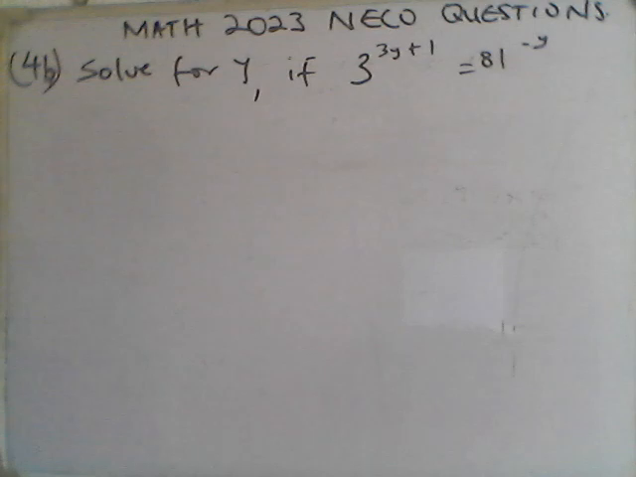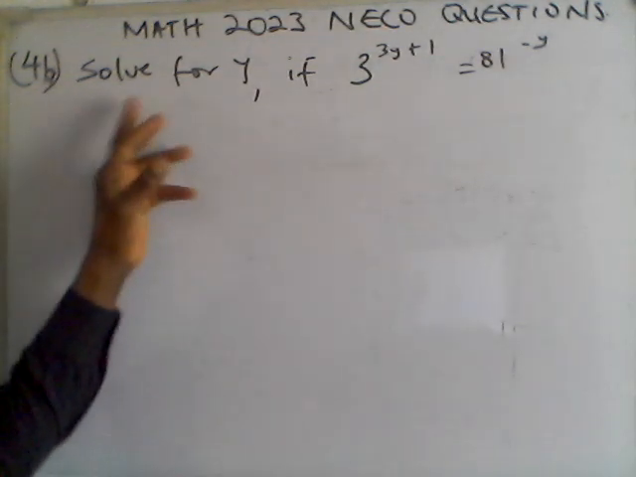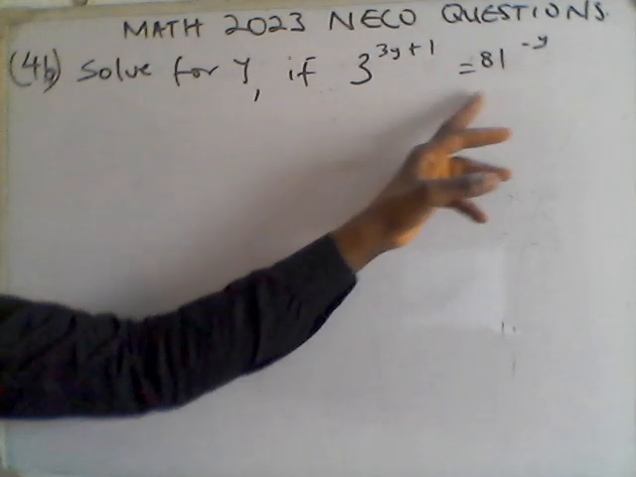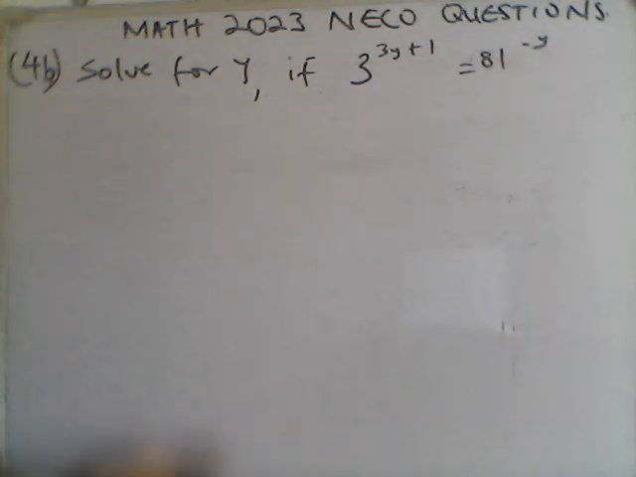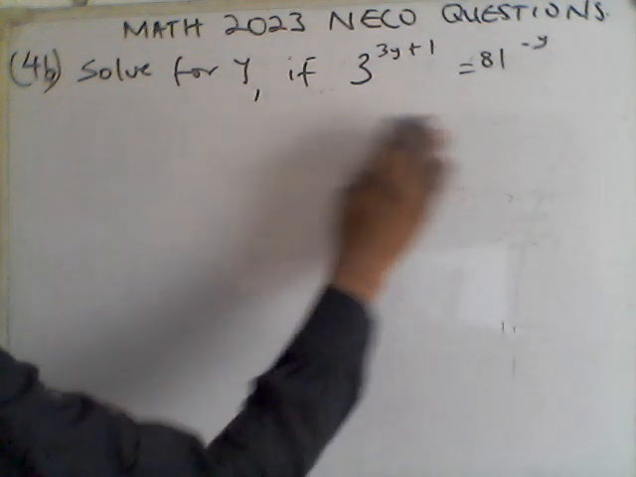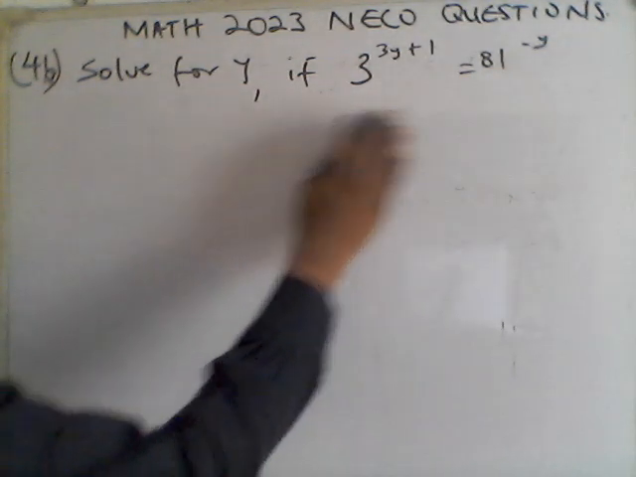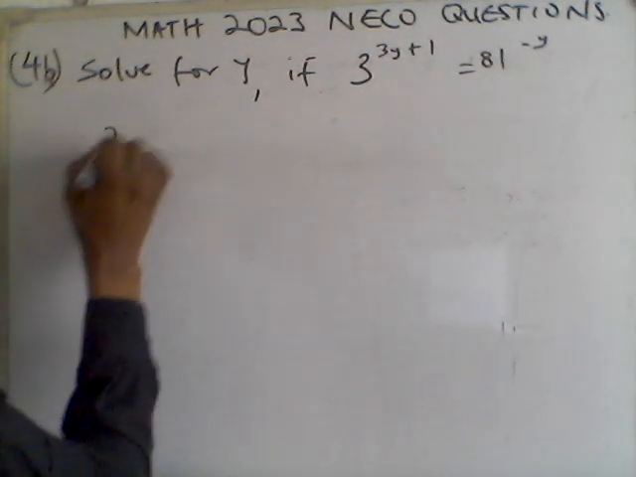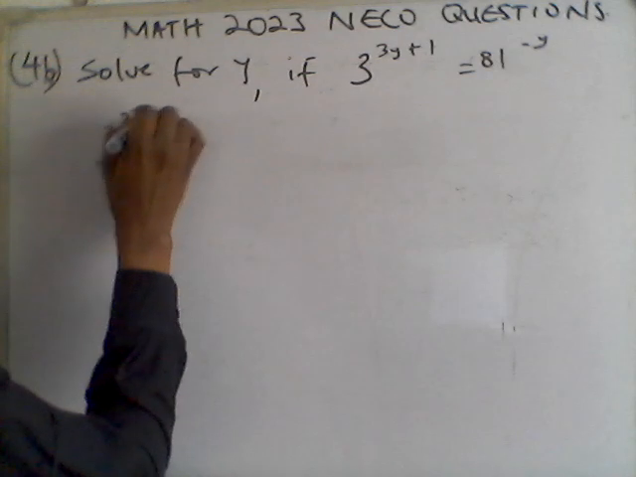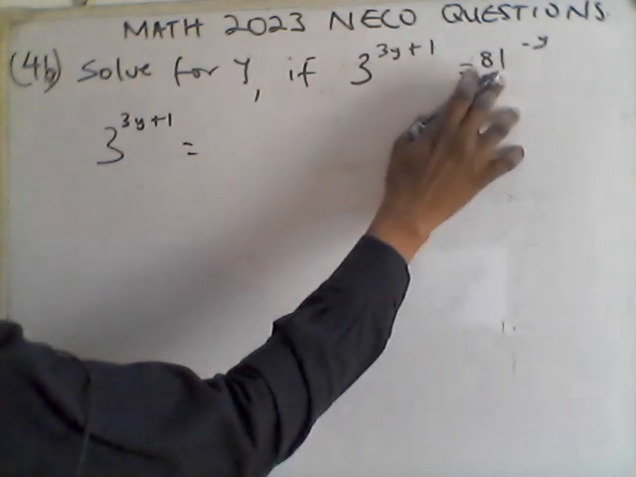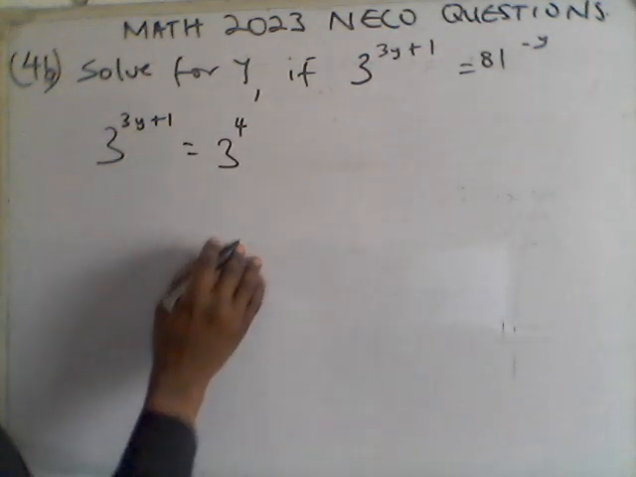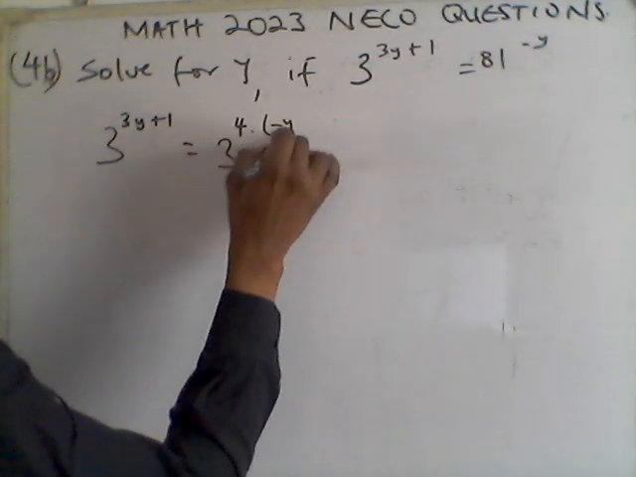Okay, so finally for this segment, we have: solve for y if 3 raised to the power 3y plus 1 is equal to 81 to the power minus y. So this is an equation involving indices. What we do is find a way to make these two sides of the equation have the same base. So we express it like this: 3 raised to the power 3y plus 1 is equal to, this 81 can be expressed as 3 raised to the power 4, all raised to the power minus y.